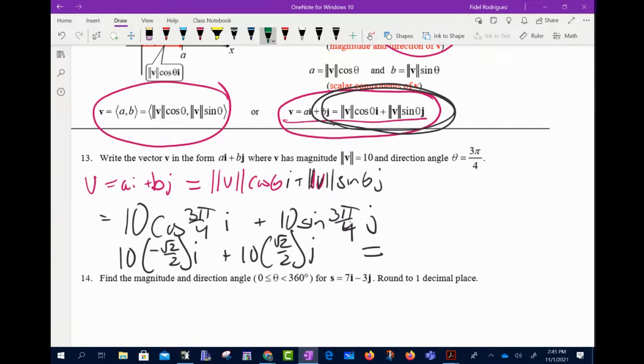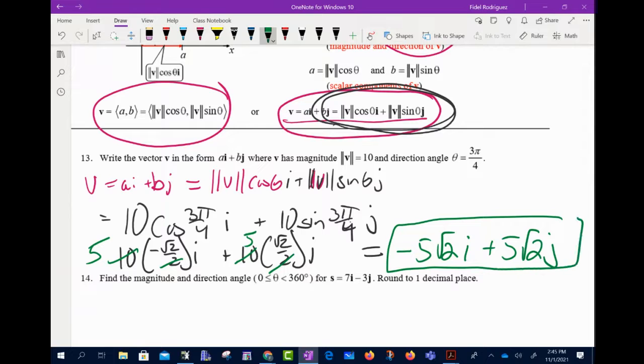And let's see, won't this 2 reduce into that 10 and give me a 5 here? So I'm going to have a negative 5 square root of 2 with an i. And this 2 will cancel, and that 10 also gives me a 5, plus 5 square root of 2 with our j. And we were able to write the vector in ai plus bj form.